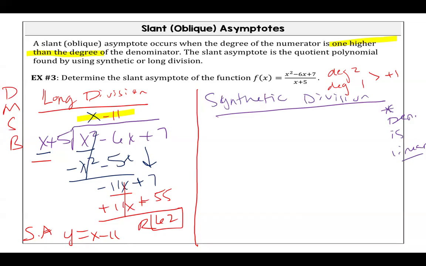X plus 5, y equals mx plus b, linear. Yeah, slope, y-intercept. You got it. Okay, your degree is 1, right? That's how I know I have a linear function. Okay, so these are the steps for synthetic.